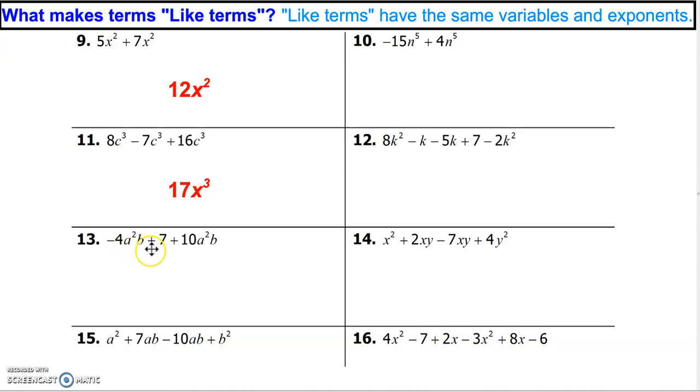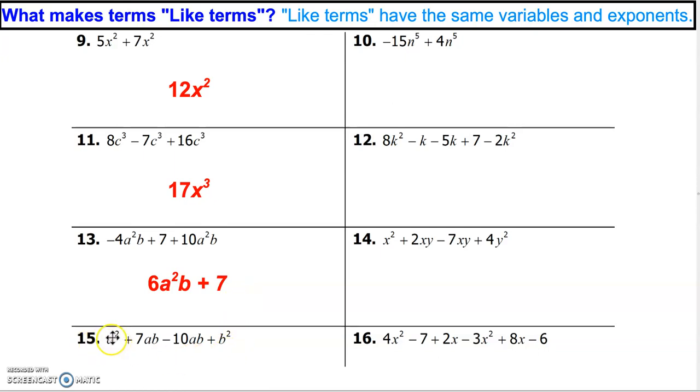Here, we look and see that each term, remember each term is separated by addition and subtraction. We have a squared b. Notice this 7 is a constant term, and then 10a squared b. So we can only combine the terms that are alike, which means the negative 4a squared b and 10a squared b. And these two terms are not alike, so we do not combine them.